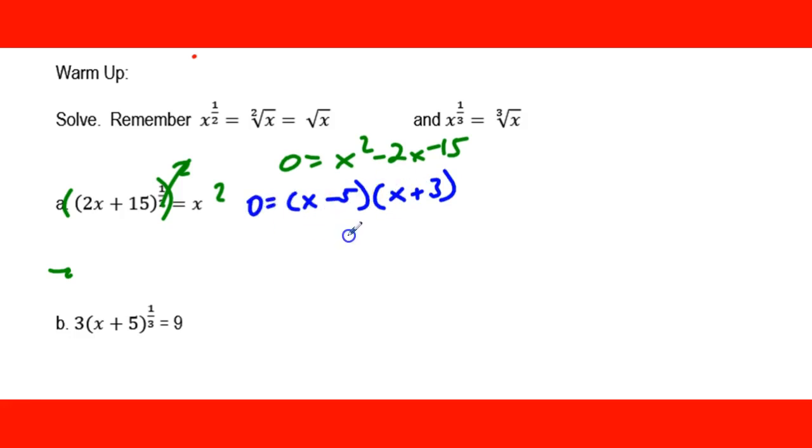Now, you set that equal to 0. You get x equals 5, and you get x equals -3.